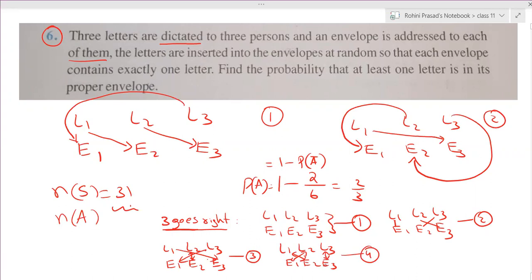Right? So these two go correctly and then these two interchange. Next, L1, L2, L3, E1, E2, E3.